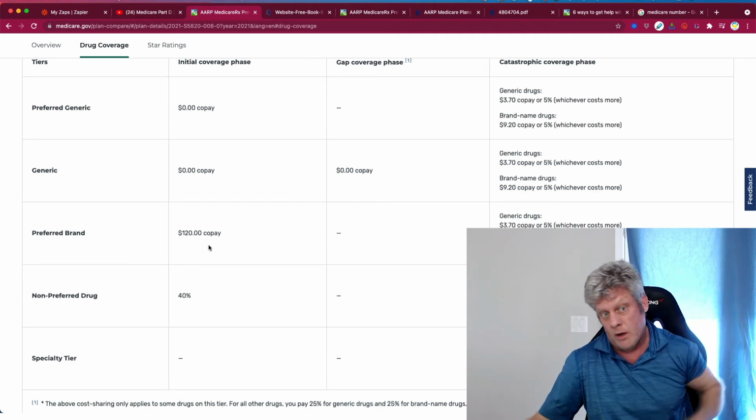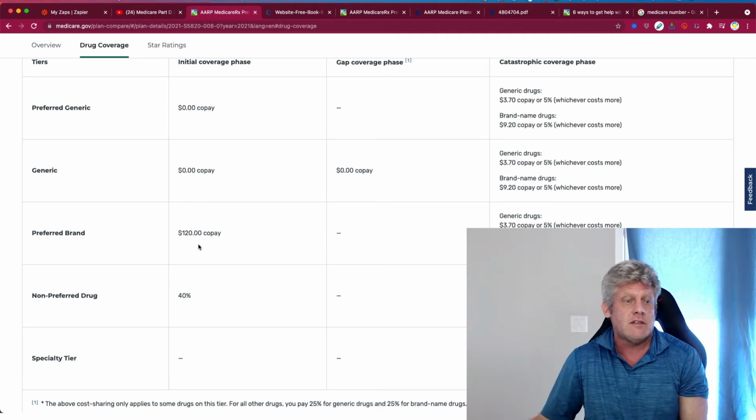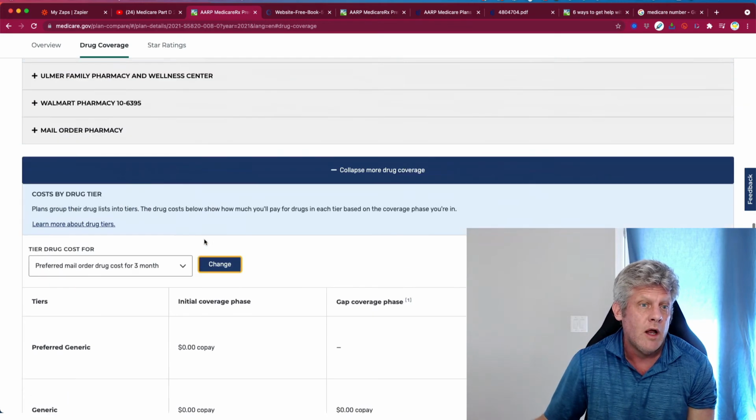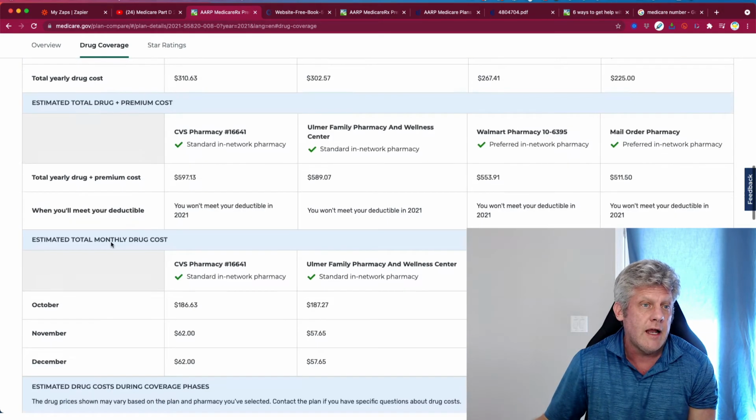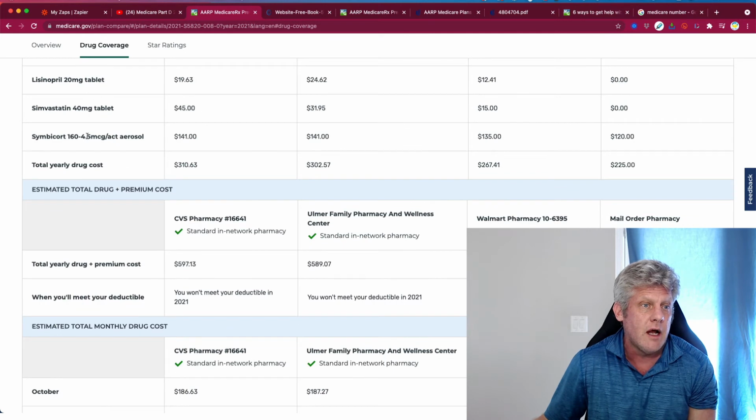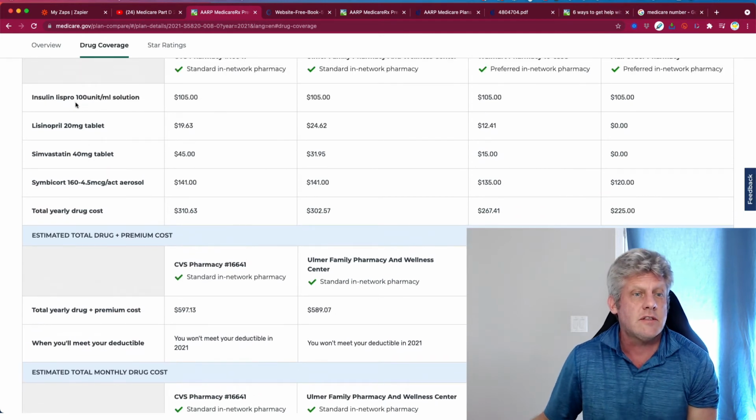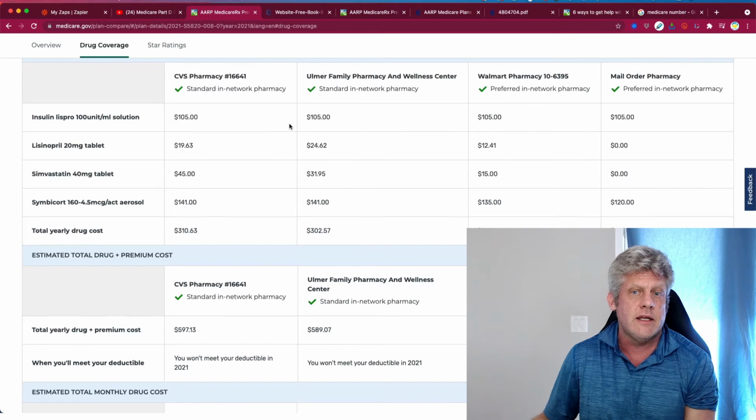That's going to be your only big cost. You're going to be paying about $40 a month for that Symbicort, okay, the copay. Now, let's take a look at simvastatin, the insulin, okay, the insulin. So what they're saying with the insulin is this.